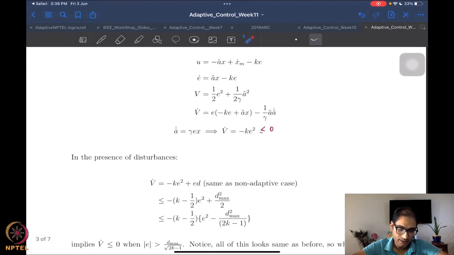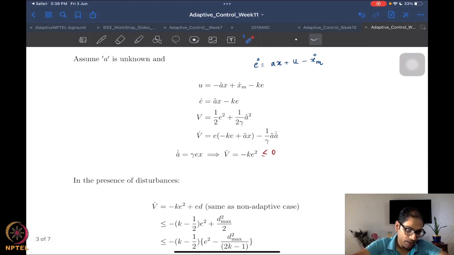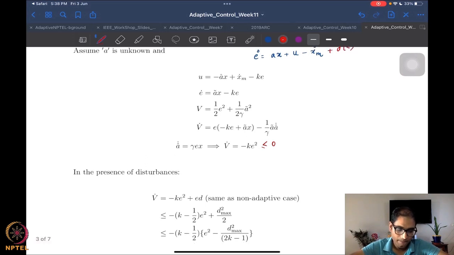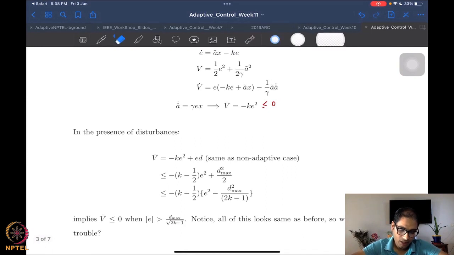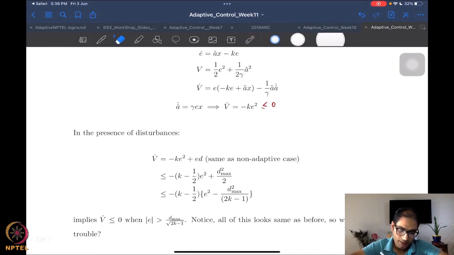In the presence of uncertainties, your E dynamics will have plus d of t, and that will propagate all through. So simply stated, your V dot will have minus k e squared plus e times d. Again, you will get the same V dot as the non-adaptive case. Even with the disturbance, nothing changes because I didn't change the control, I didn't change the adaptive law, I changed nothing. The only thing that changes is the Lyapunov analysis, because I cannot change anything since I have no knowledge of the disturbance. So there's no question of changing anything.